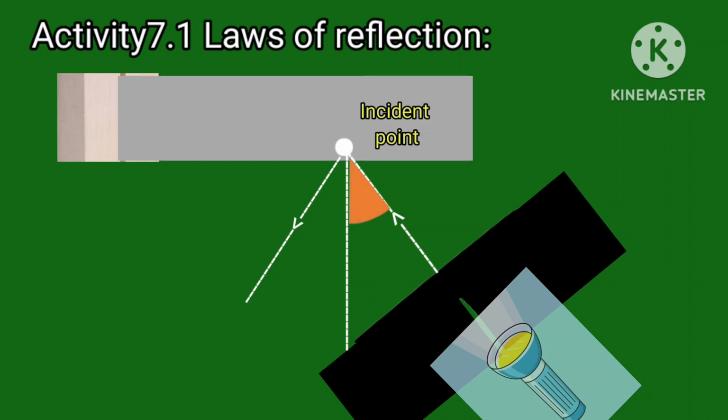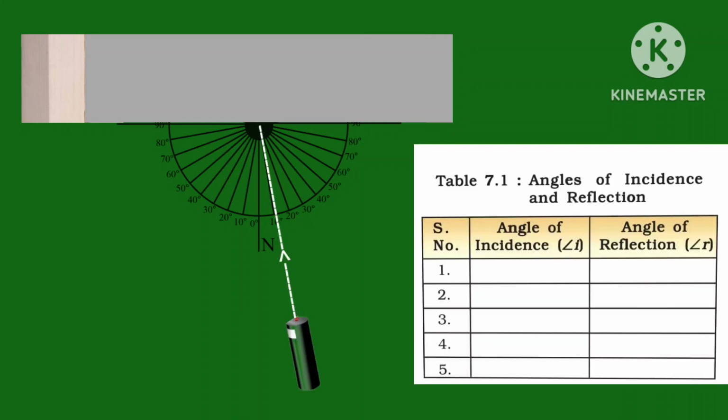The angle between normal and incident ray is called angle of incidence. The angle between normal and reflected ray is called angle of reflection. Keep protractor or pro circle perpendicular to the incident point. If the angle of incidence is 10 degrees, the angle of reflection is also 10 degrees.